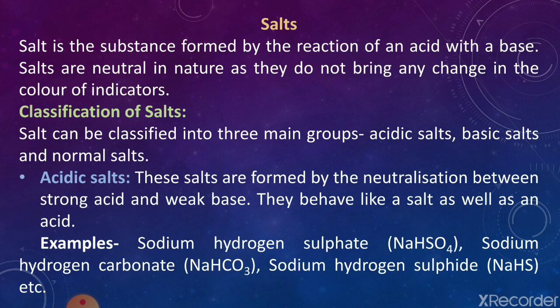So the salts which are formed by the reaction of strong acid and weak base are called acidic salts. They will have dual nature, they will behave like salt as well as acid. The examples are sodium hydrogen sulfate, sodium hydrogen carbonate. Sodium hydrogen carbonate is also called sodium bicarbonate. All of us know NaHCO3, that is baking soda, and then sodium hydrogen sulfide.